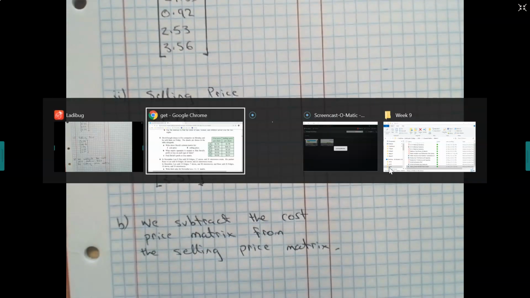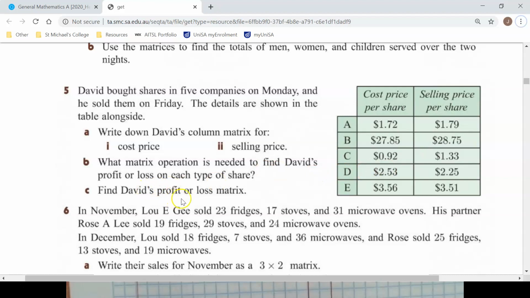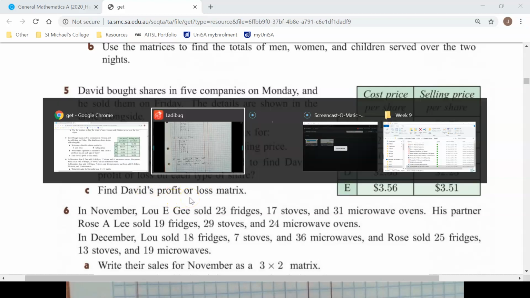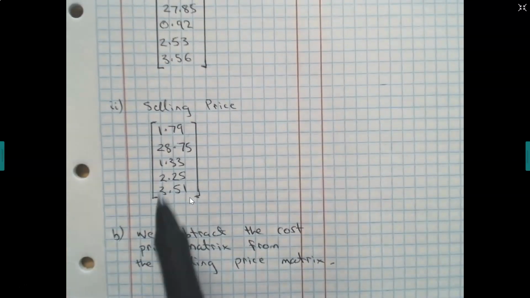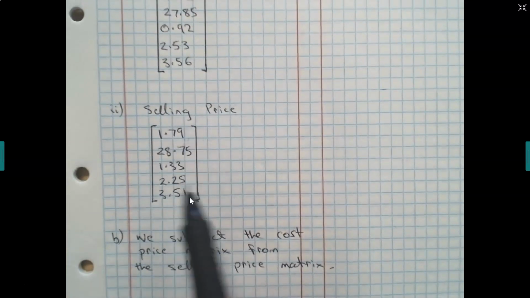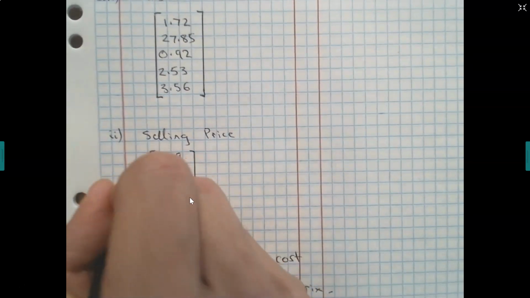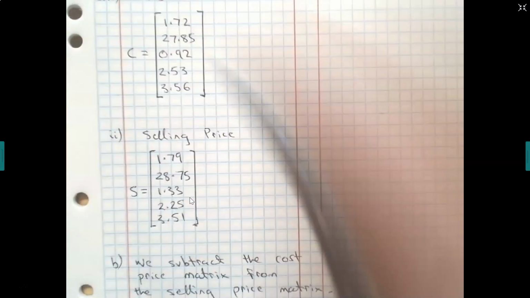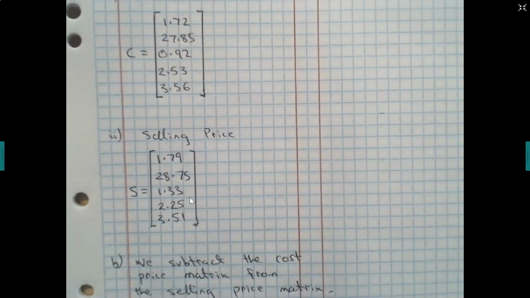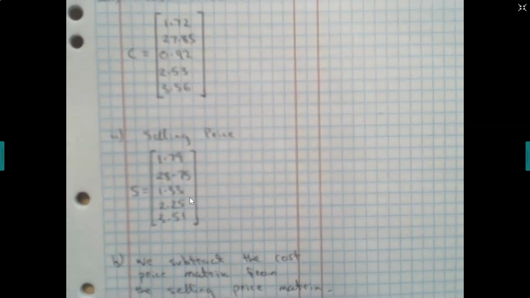And that's what part C asks us to do. Because in part C, it says find David's profit or loss matrix. So to do that, if I want to know the profit or loss, I take this matrix here and I subtract this one. So I can show that. I might just call this matrix S for selling price. I'll call this one C for cost price.